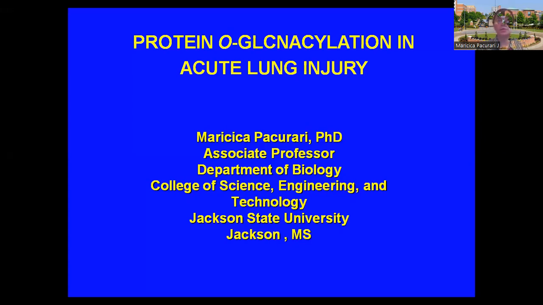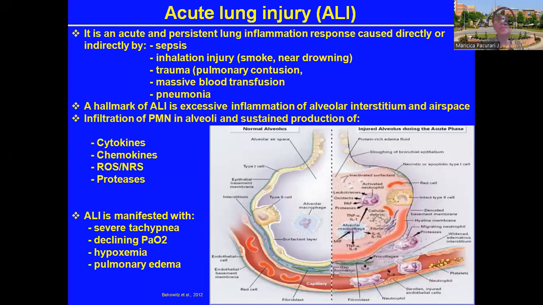Today I'm here to talk to you about protein glucosamine in acute lung injury. Acute lung injury is an acute and persistent lung inflammation response caused by direct or indirect risk factors such as sepsis, inhalation injury, trauma, massive blood transfusion, and pneumonia. A hallmark of ALI is excessive inflammation of the alveolar interstitial space, infiltration of neutrophils, and secretion of cytokines, chemokines, and proteases. Clinically, ALI is manifested with severe tachypnea, declining oxygen pressure, hypoxemia, and pulmonary edema.